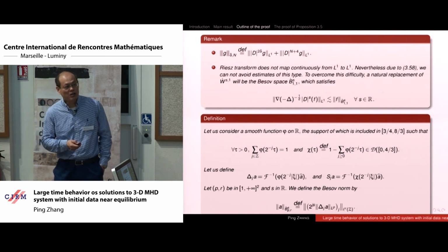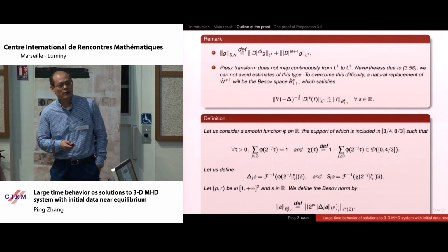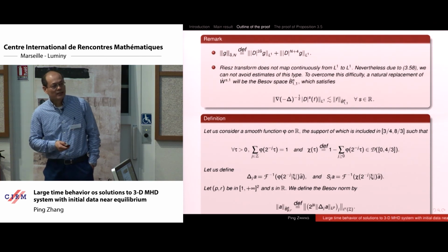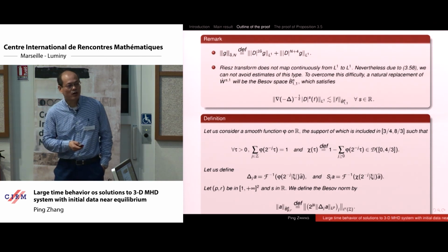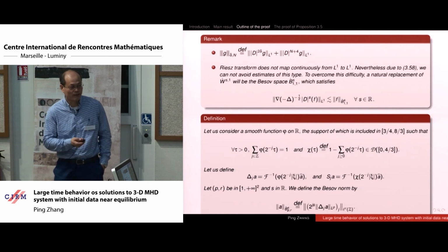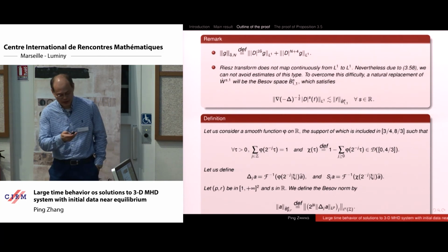And we can also have this partial sum operator S_j, which is the frequency cutoff so that the frequency of this part is supported in a ball with radius 2 to the power of j. Then we can define this Besov space norm \dot B^s_{p,r} like this: you have the s derivative, the L^p integrability estimate, and the l^r summation with respect to this j. So that's the classical definition of this Besov space.